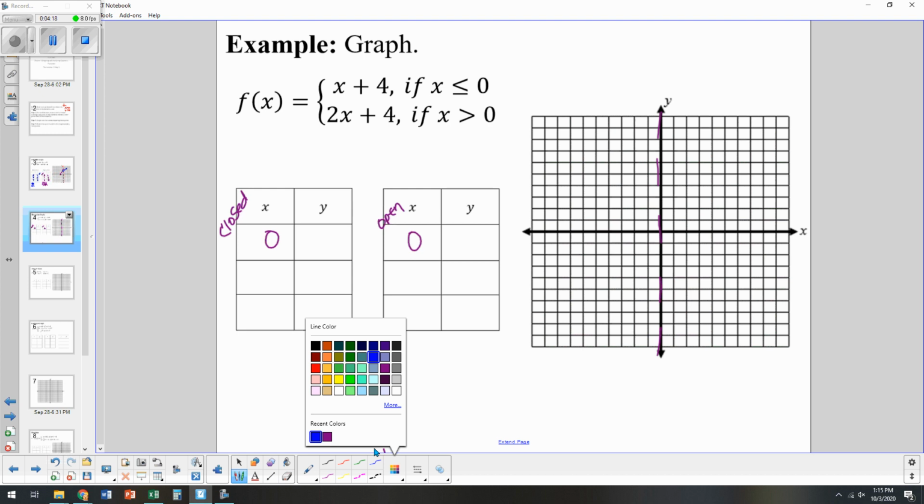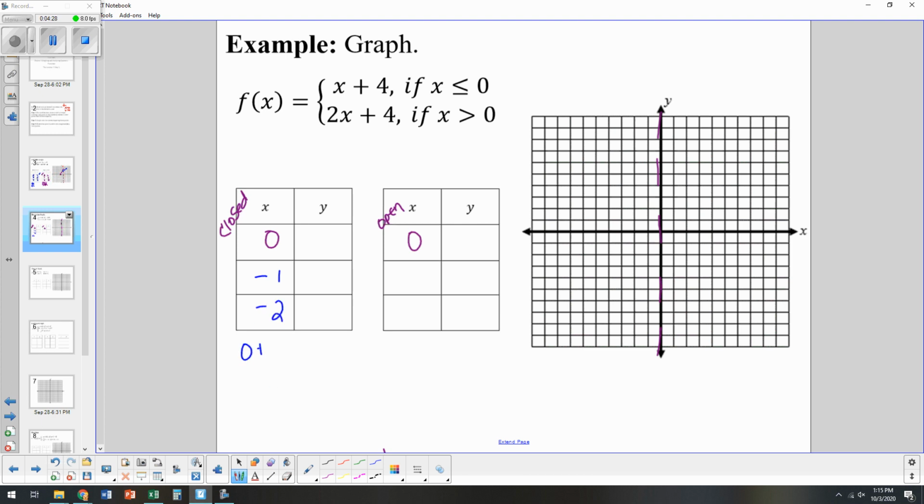So now I'll start to plug some stuff in. So we have 0 plus 4. I'm doing things less than 0, so -1 and -2. So 0 plus 4 is 4. -1 plus 4 is 3. -2 plus 4 is 2.